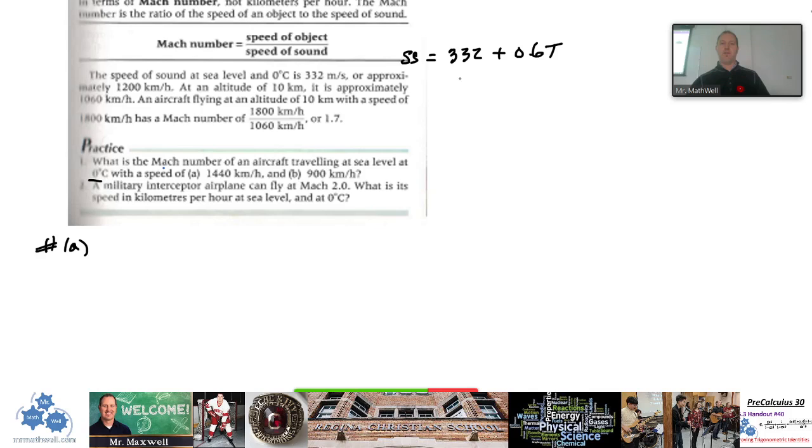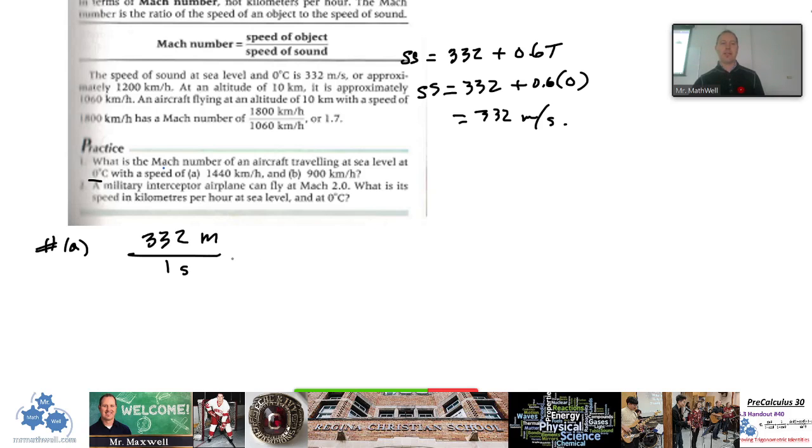So let's first of all find the speed of sound here at 0. Well, that's easy. 332 plus 0.6 times 0. That's 332 meters per second. Now, I need to convert meters per second into kilometers per hour. So if you remember how to do that, this is the first step. 332 meters per 1 second.